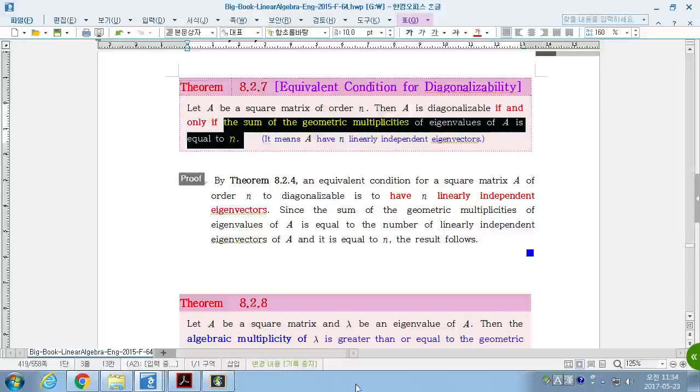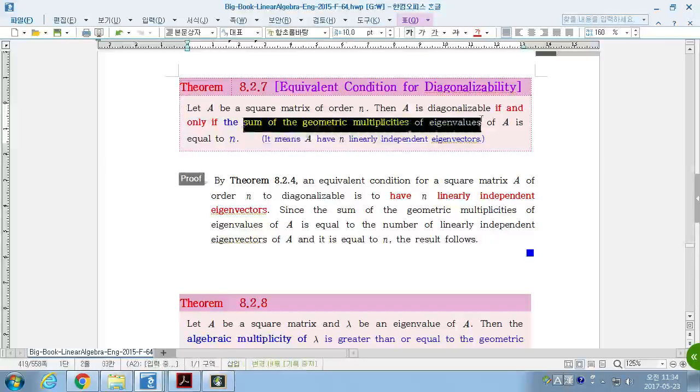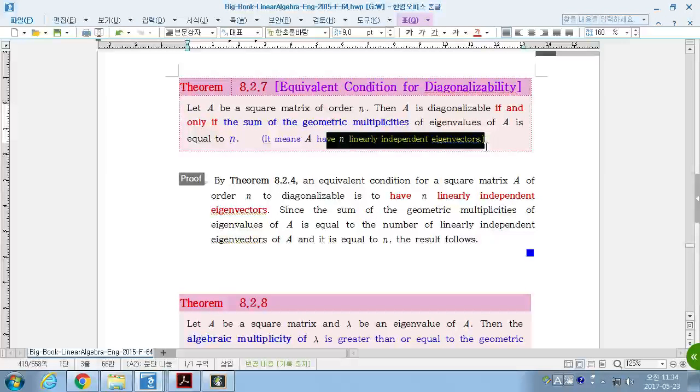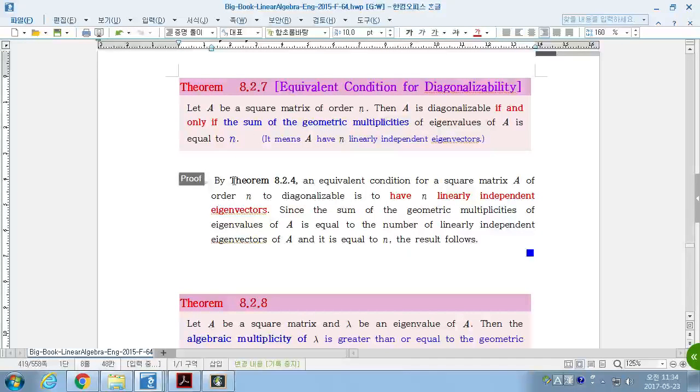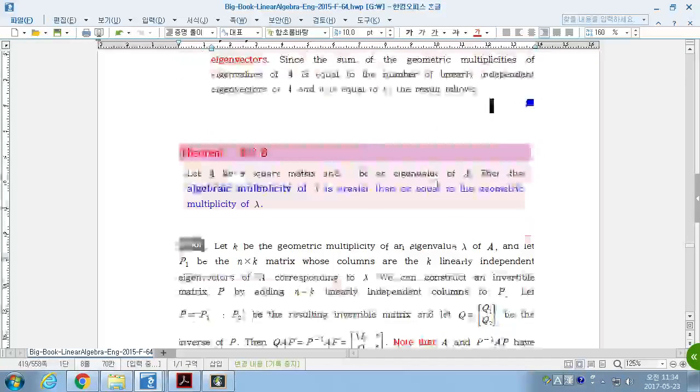n개가 돼야 되지. So, the sum of the geometric multiplicity of each eigenvalue should be the same as n, which means A has n linearly independent eigenvectors. So, if and only if it is diagonalizable. Okay? This means exactly what the proof says.